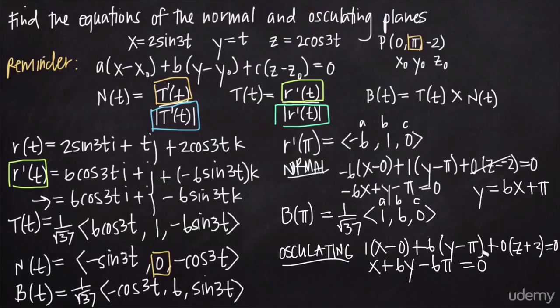And then just to keep things simple, we'll go ahead and add 6 pi to both sides, and we'll say x plus 6y is equal to 6 pi is going to be the equation of the oscillating plane. And that's how you find the equations of the normal and oscillating planes.